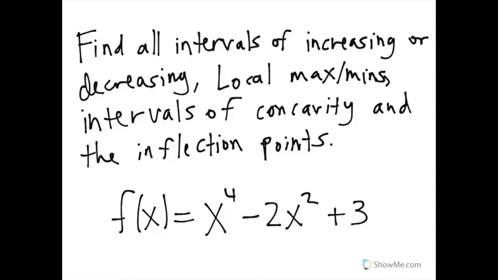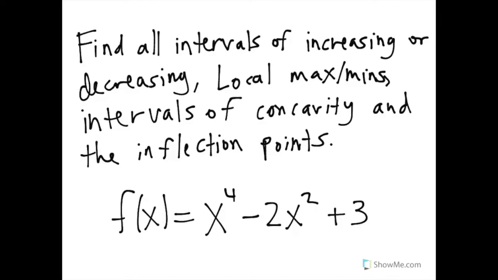I wanted to create one more video using an example over all the stuff we've talked about in the last few videos, about how f prime and f double prime relate to the graph of f of x. It says find all intervals of increasing or decreasing, find all local maximums and minimums, find all intervals of concavity, so where's your graph of f concave up, where's it concave down, and find the inflection points. Let's just go ahead and jump right in.